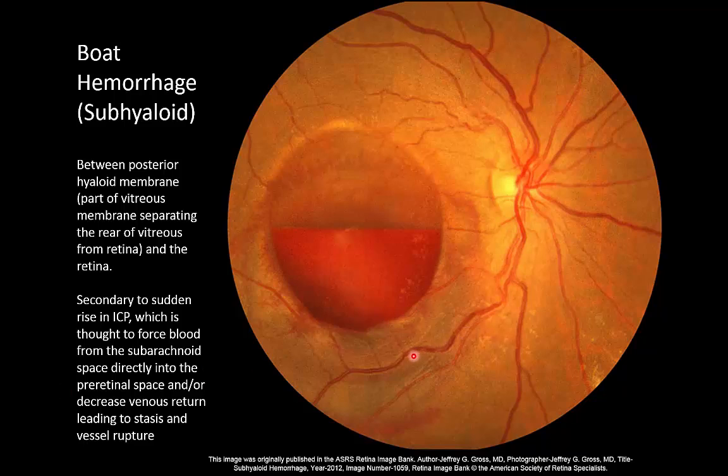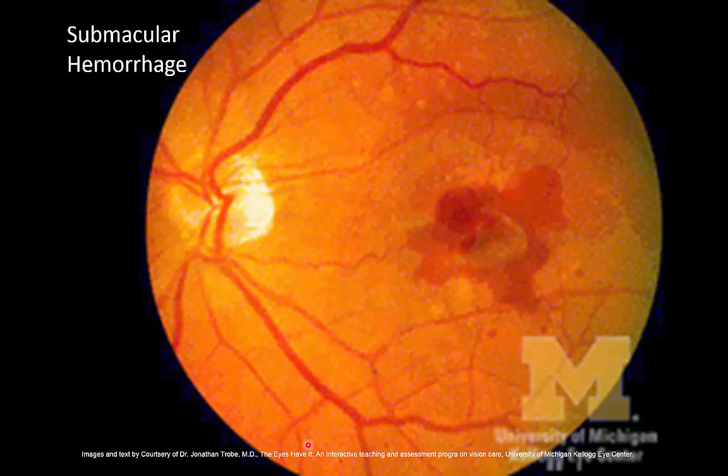So if you ever had a patient who had the abrupt onset of a severe headache, and you looked into their retina and you saw this gigantic boat hemorrhage or subhyaloid hemorrhage, this would be almost pathognomonic for rupture of an aneurysm and an abrupt change in intracranial pressure. Very, very important. Now, can you sometimes have hemorrhages that occur in the macula?